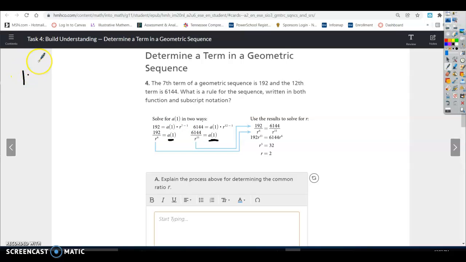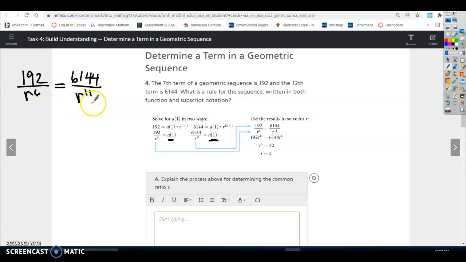So we're going to have 192 over r to the 6th, and that came from right here. And then we have equals 6,144 divided by r to the 11th. All right, so what did they do here? Okay, they solved for r because that's the only variable. All right, how did they do that?